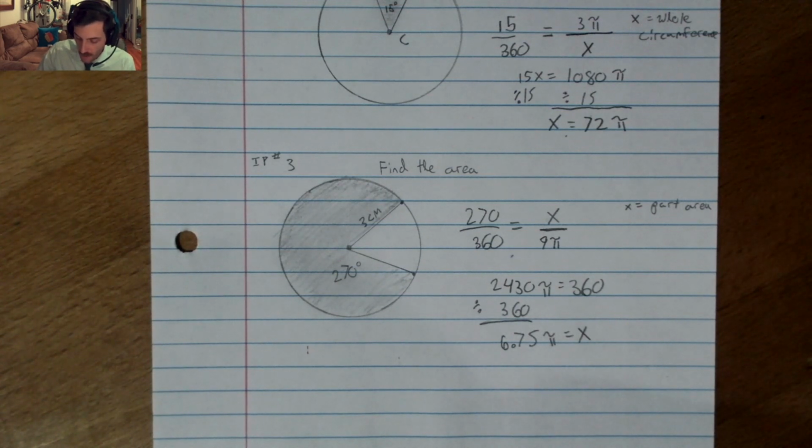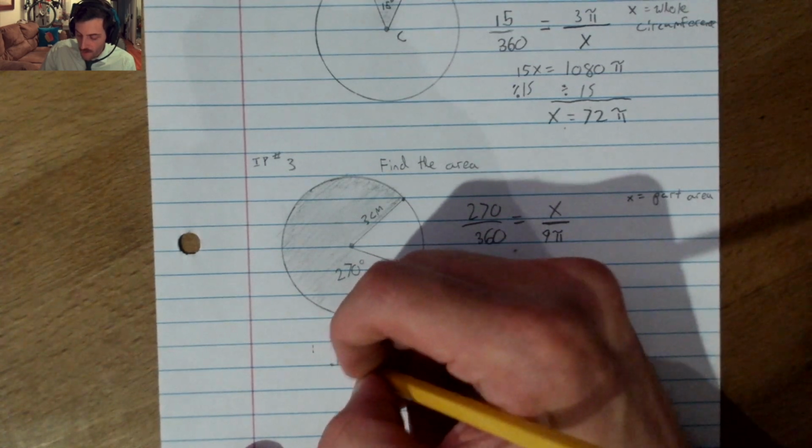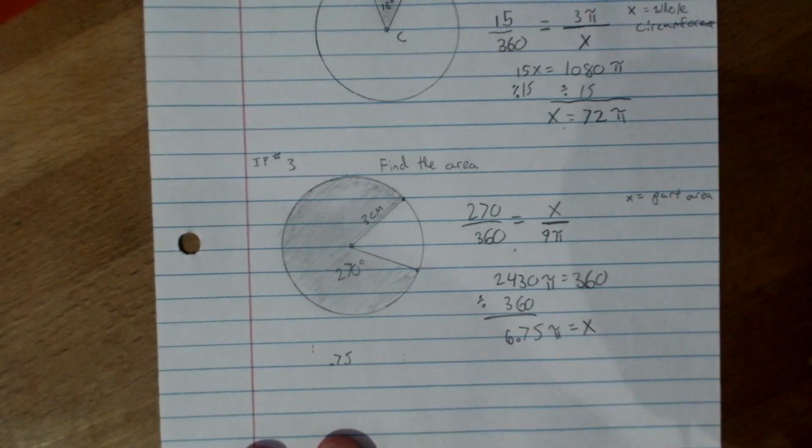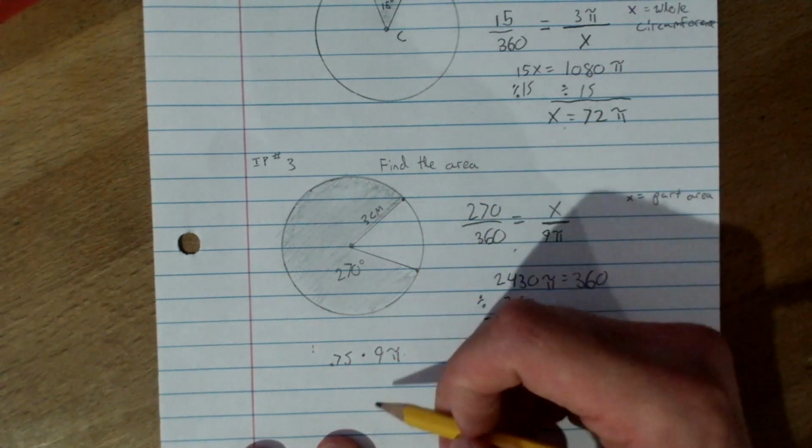The other way that you can do this: 270 over 360 is equivalent to 0.75, or 3 over 4. We multiply that value times 9 pi and we get 6.75 pi as well.